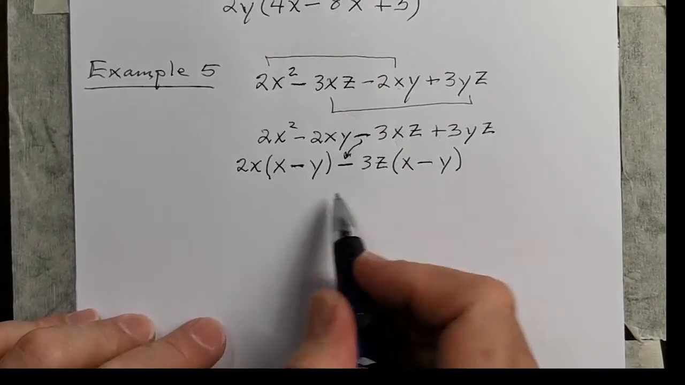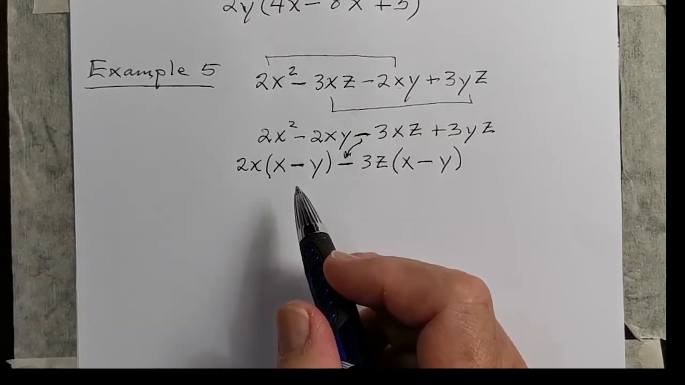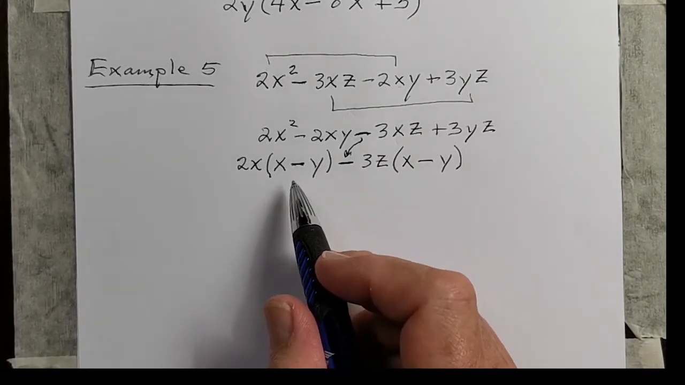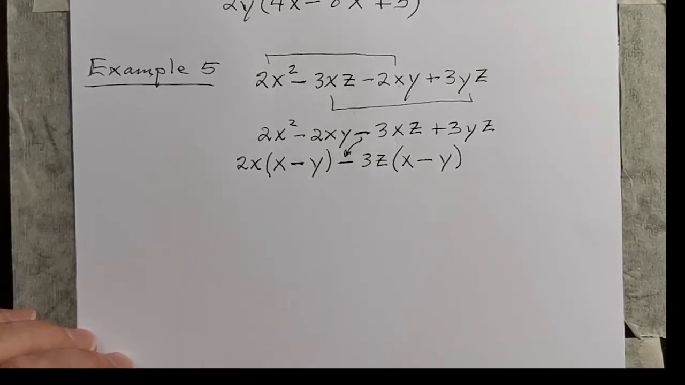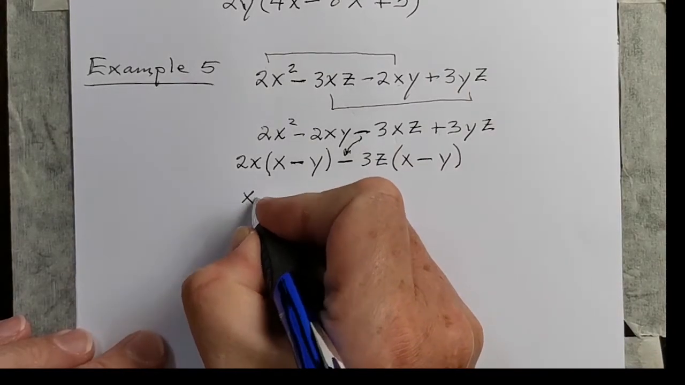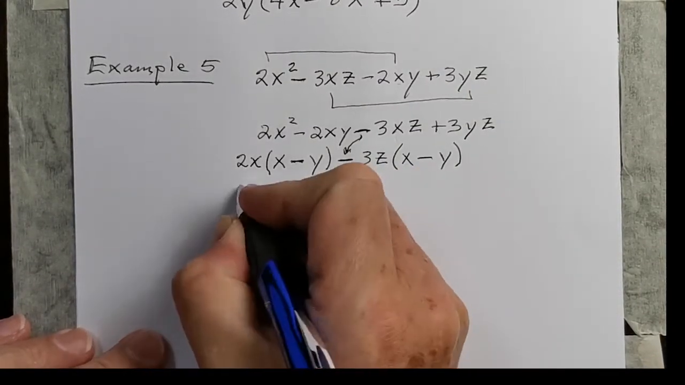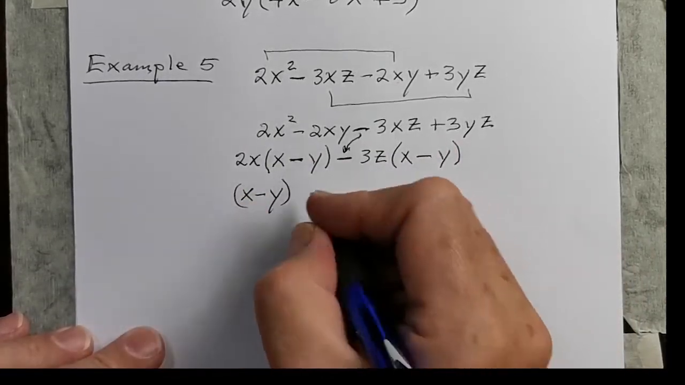Notice here now we have a common term of x minus y. Common term here of x minus y. These are the same, and we can proceed with that. So I can bring my x minus y out front. That's the common term. Factor it out, bring it out front.